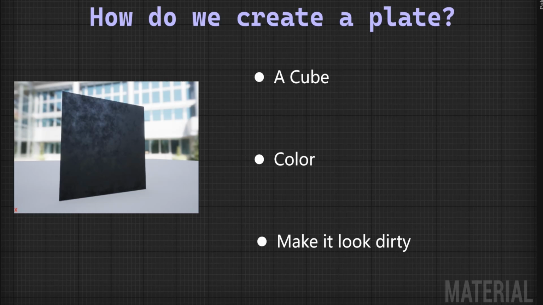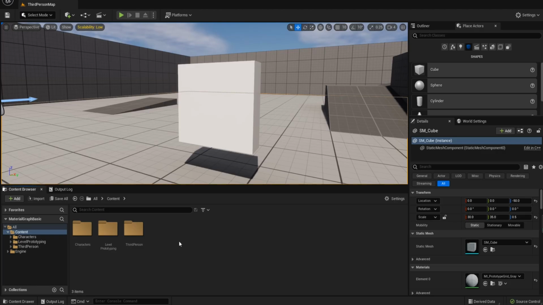Now the next step, color. How do we assign color to a shape inside of our level? That's where material comes in. So first, I'm going to create a folder. So I'm going to right mouse button click and choose new folder. For this one, I'm going to call it materials and double click to open it.